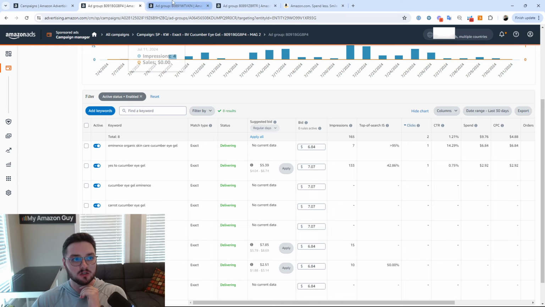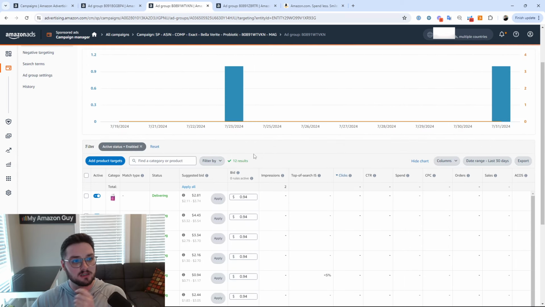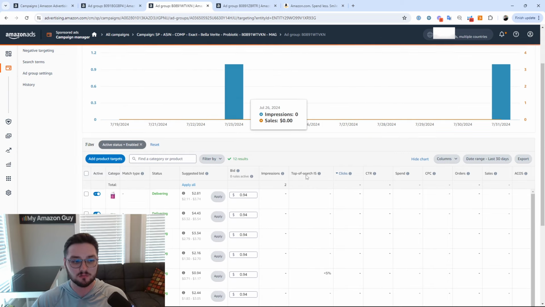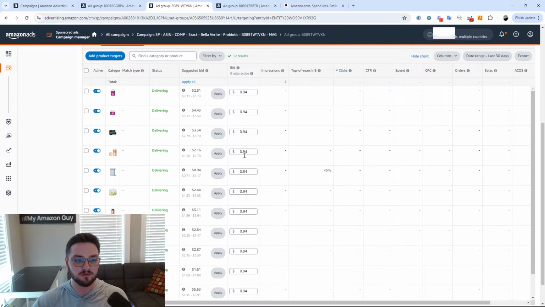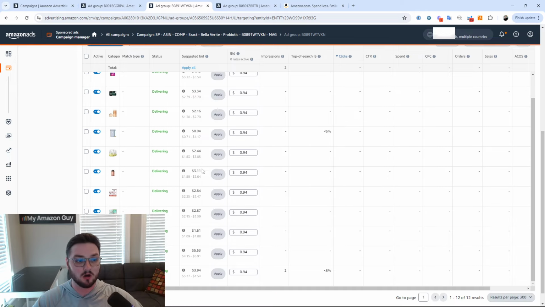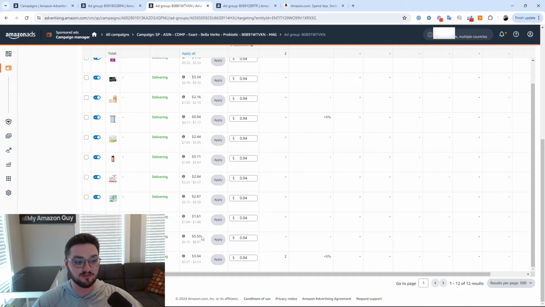Now, coming over to this one, and this is just another competitor campaign, 2 impressions. We're going against specific products. You can see here, all of the bids are 94 cents. Now, why is this an issue? Well, one, we don't have any impressions. We have 2, I should say, but we don't really have any. And then you can see the suggested bid for most of these is ranging everywhere from 94 cents for suggestion all the way up to $5.50, right?